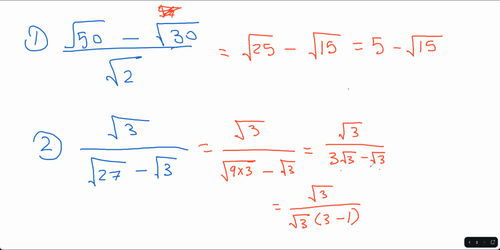Because root 3 is the greatest common factor. See, if I multiply root 3 into 3, I get 3 root 3. If I multiply root 3 into the 1, I get root 3. So I could take it out as the greatest common factor. Now, this and this will reduce, and I'll get 1 on top. So that's 1 over 3 minus 1, which is 1/2, which is exactly what we got last time. Okay, so there are so many ways to do things. So let me go to the next concept.